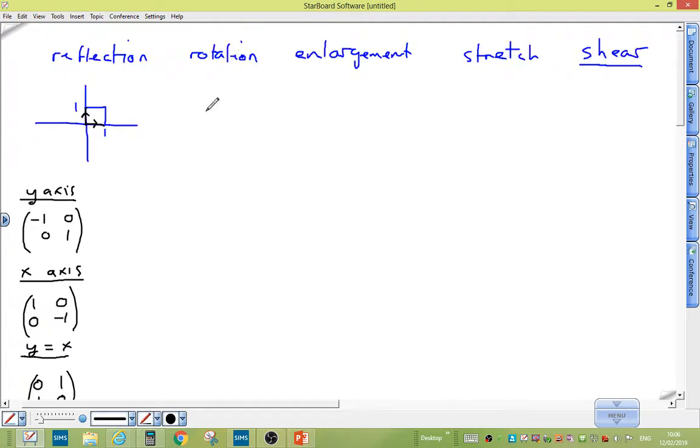Next thing is a rotation. Again, starting with the basic 1 by 1 box. There's your 1 and there's your 1. Now, I'm just going to generalize this to give you the general thing. So this is basically what a rotation looks like. A rotation, and we always go anti-clockwise. We stick with the one rule.